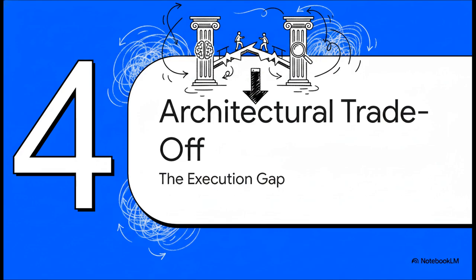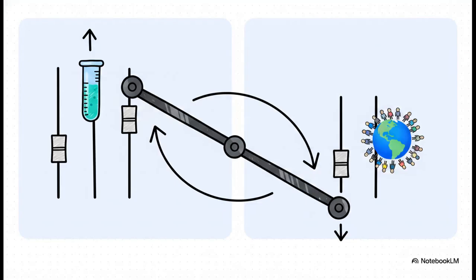So, Section 4, the architectural trade-off. This is the central tension right here, the execution gap that clinicians constantly have to navigate. You can really think of trial design as a literal slider on an audio mixing board. If you dial up strict scientific control to maximize your internal validity and efficacy, you inherently dial down your generalizability and real-world effectiveness. It's a trade-off. You simply cannot have both perfectly maximized at the exact same time.